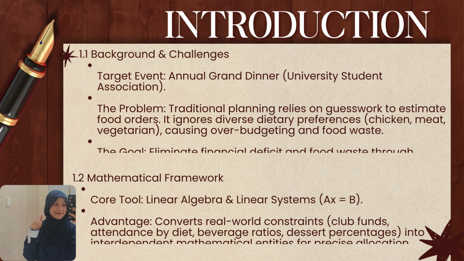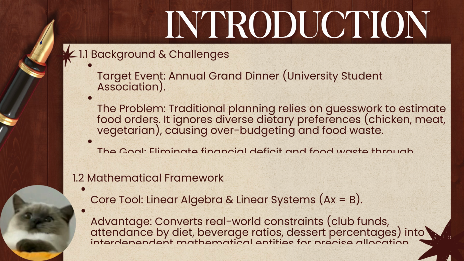For 1.2, mathematical framework, our core tool is linear algebra, AX equals B. The advantage of this tool is that it changes real-world rules like club fund, guest count, drink ratio, and dessert percentage into clear math entries for perfect allocation.